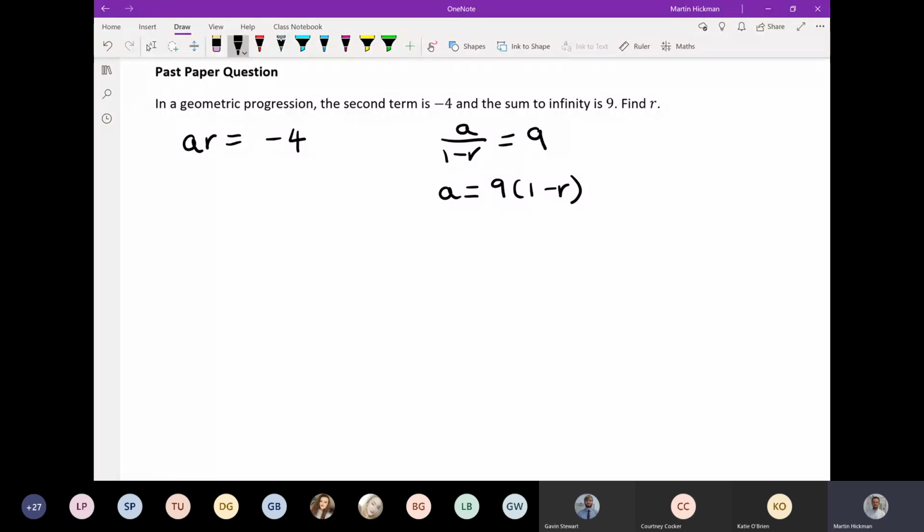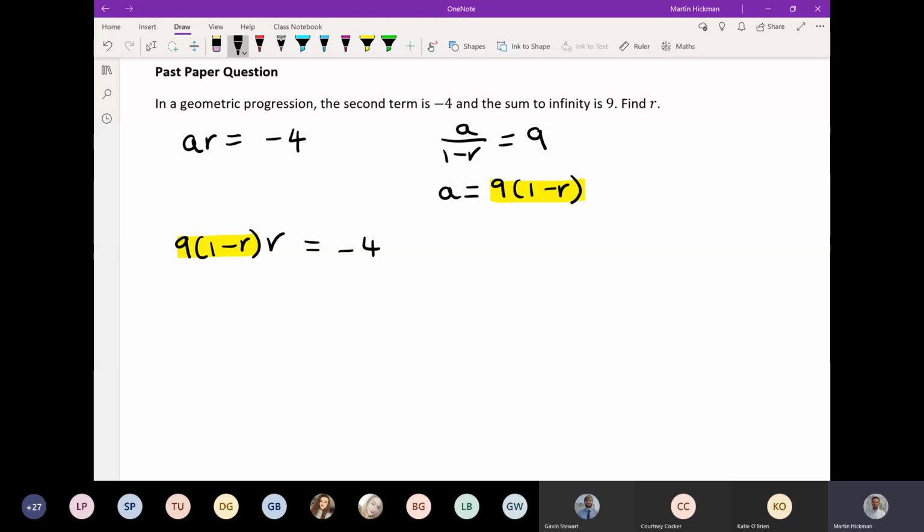So all I'm going to do now is replace A in the first equation with 9 times 1 minus R. And I also then need to times that by an R to give me minus 4. So all I'm doing is just replacing the A with that 9 times 1 minus R.